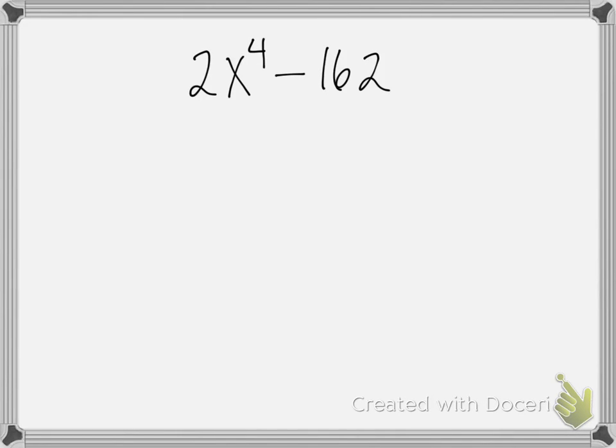So to factor this completely, the first thing I always check for is a greatest common factor. Is there a number that divides both terms, or do they share any variables in common? I notice that 2 divides both terms, so I'm factoring out a 2. What's left? Well, 2 times x to the 4th gets me back to 2x to the 4th, bring down the minus sign, and 2 times 81 gets me back to 162.